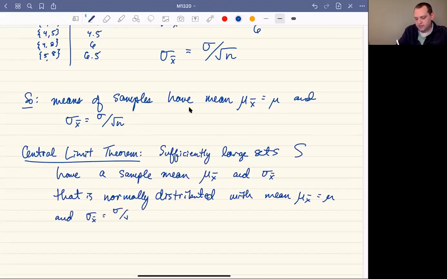In other words, pick whatever set you want, I don't care what the set is. Do this game where you find the means of the different samples. It turns out that no matter what the underlying set is, the means of the samples will be normally distributed. Maybe in the next video I'll do some graphical examples of this, and we'll also go over the R commands for this. But this is the central limit theorem.